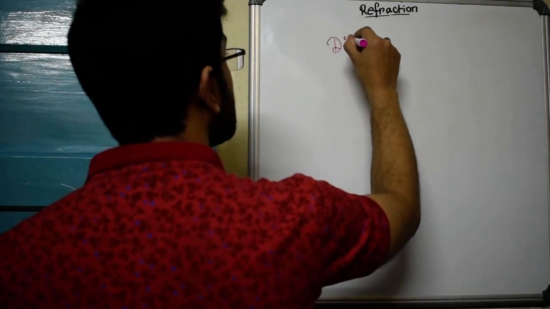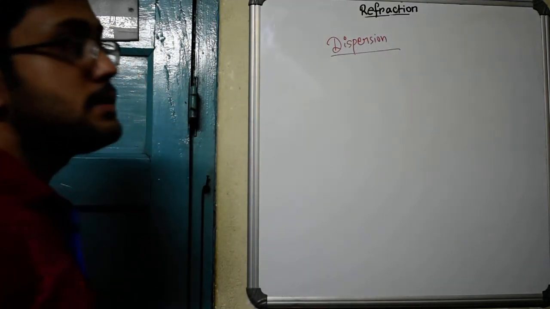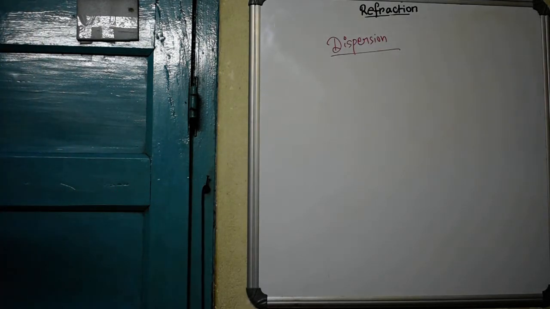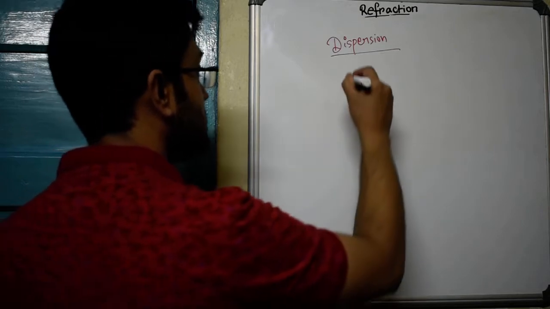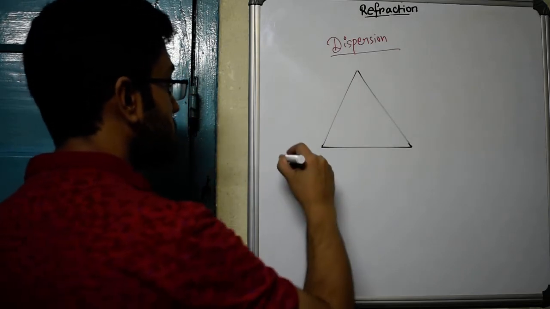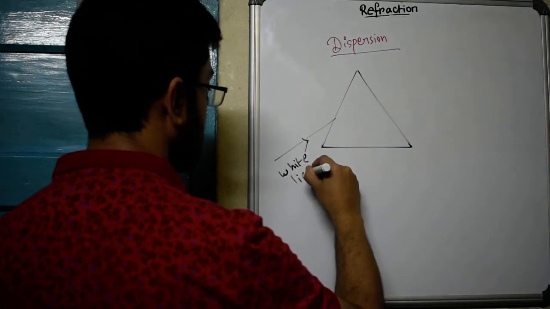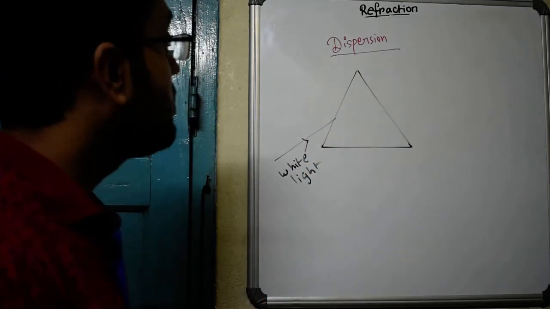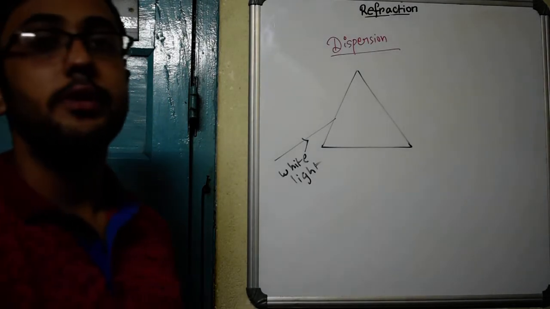That brings us to the last topic of this chapter, which is dispersion of light. Now, what is the dispersion of light? When light travels through a prism, if it is of a single color, then it's fine. But if it is white light, basically the light that we receive from the sun, and that white light enters a prism, what happens is the refracted and the emergent rays are actually the 7 colors of the rainbow. We get 7 different colors.